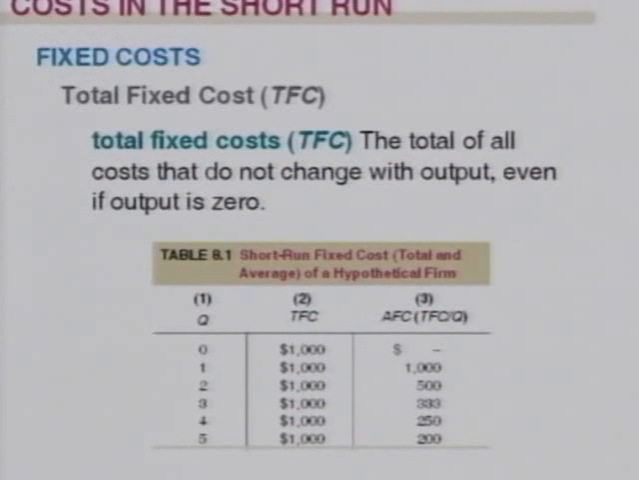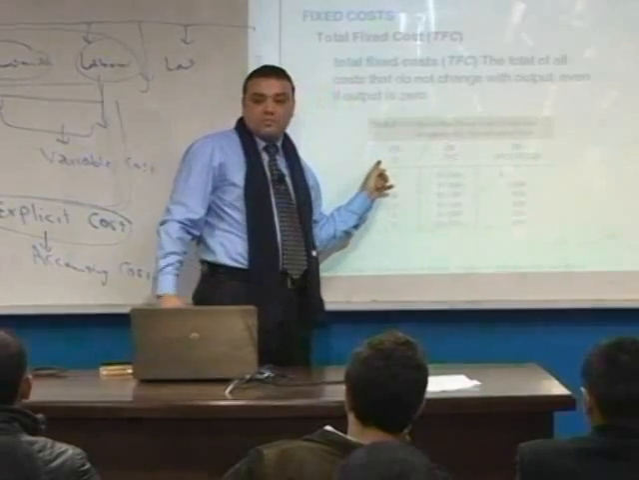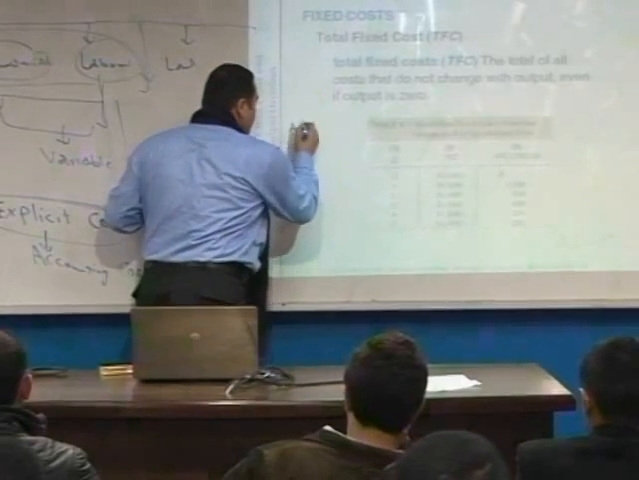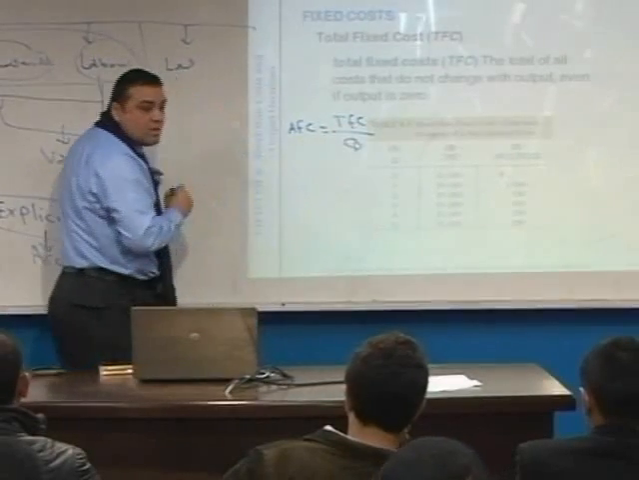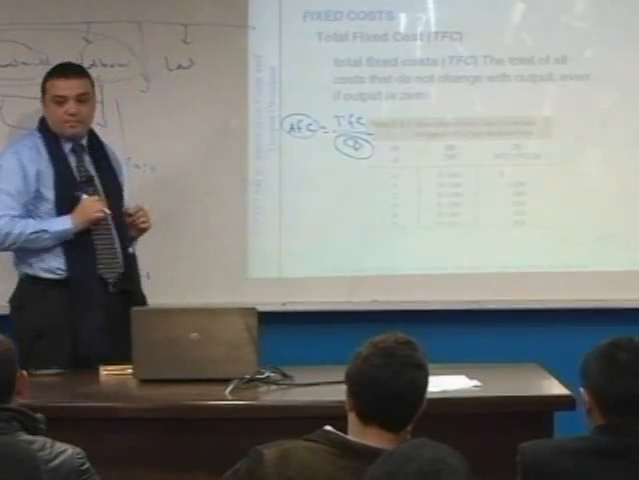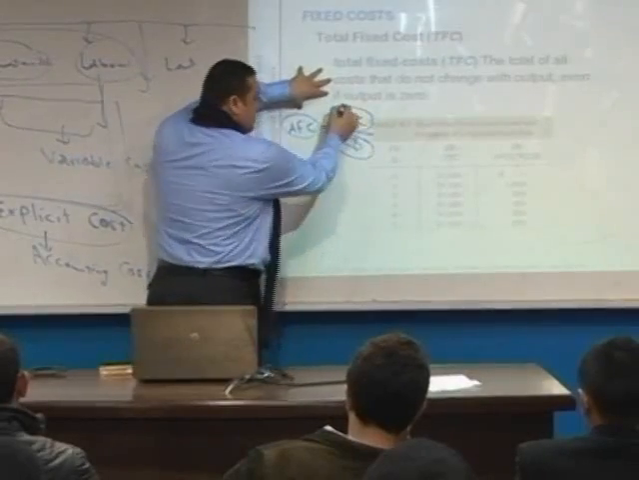As you see, the total fixed cost remains constant when the output changes, right? What about the average fixed cost? Average fixed cost equals total fixed cost over Q. When the quantity increases, AFC equals TFC over Q. So when the quantity increases, the AFC would decline, because TFC is constant.